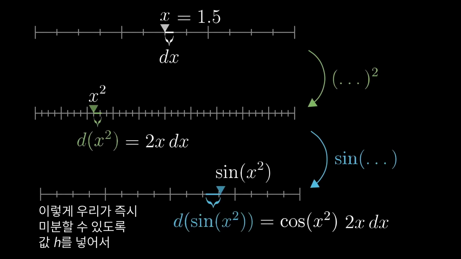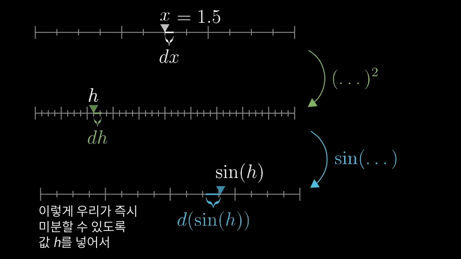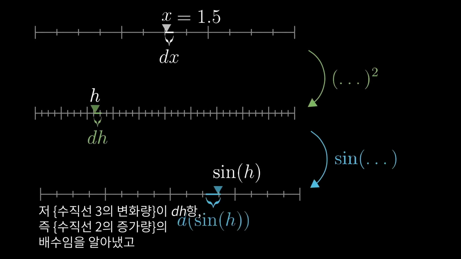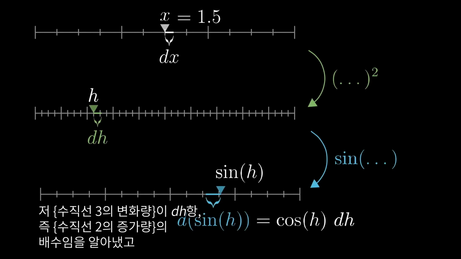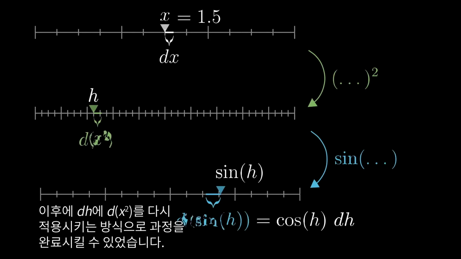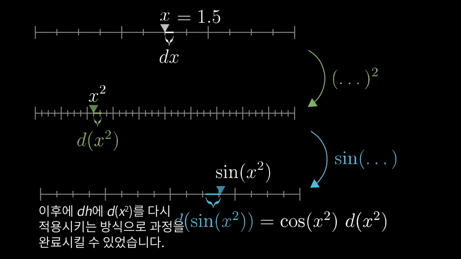But we could take the derivative with respect to that intermediate variable, h. That is, figure out how to express the size of that nudge on the third line as some multiple of dh, the size of the nudge on the second line. And it was only after that that we unfolded further by figuring out what dh was.